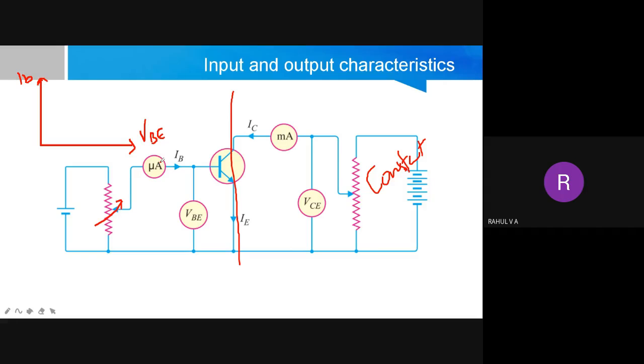Then again I will increase VBE to some 0.4, 0.5 value. At that time, what is the current that I will read from the meter? Again, I will increase. Like that, I will keep on increasing the VBE voltage, and every time I will be reading this base current. That is the procedure. But at that time, what you have to note is that on this side, that is the output side, VC is constant, and IC is also constant.